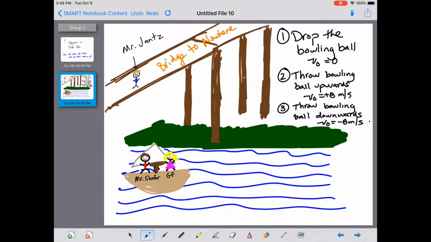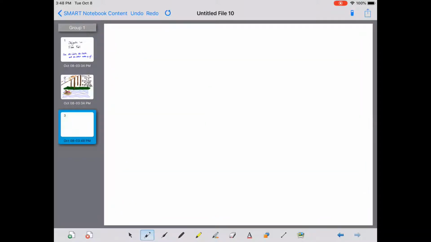Three different scenarios. I want you to think to yourself right now, which one of these scenarios is going to give me the highest velocity when it hits this table, all right? So let's go ahead and figure this out. Scenario number one, we are looking for what is the V final.